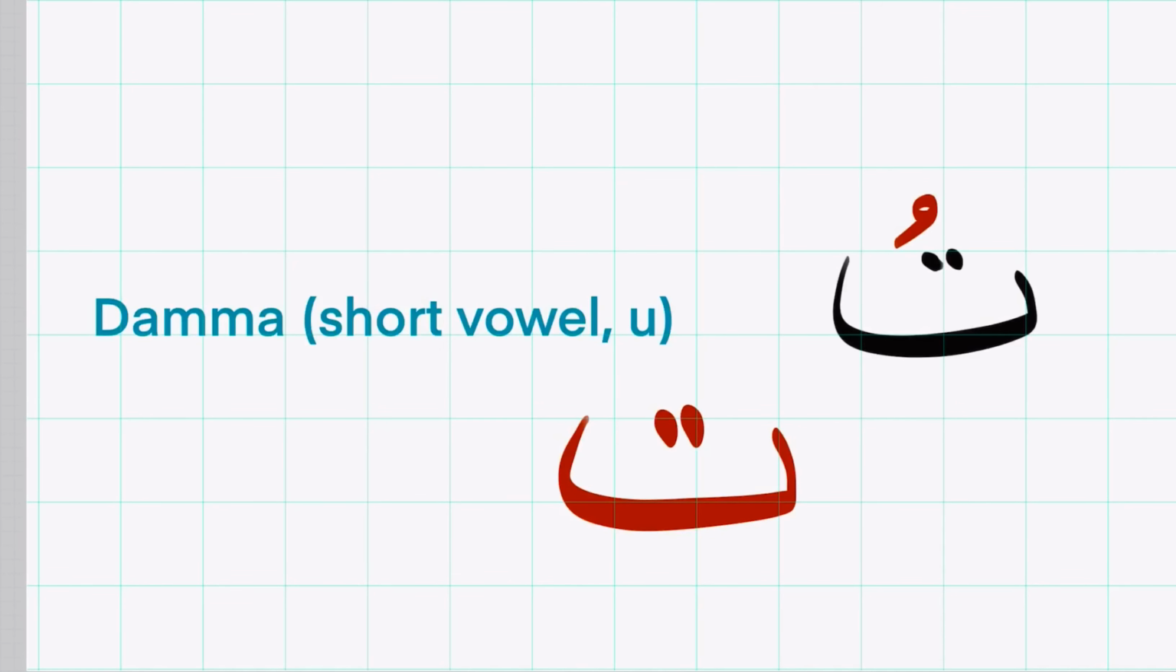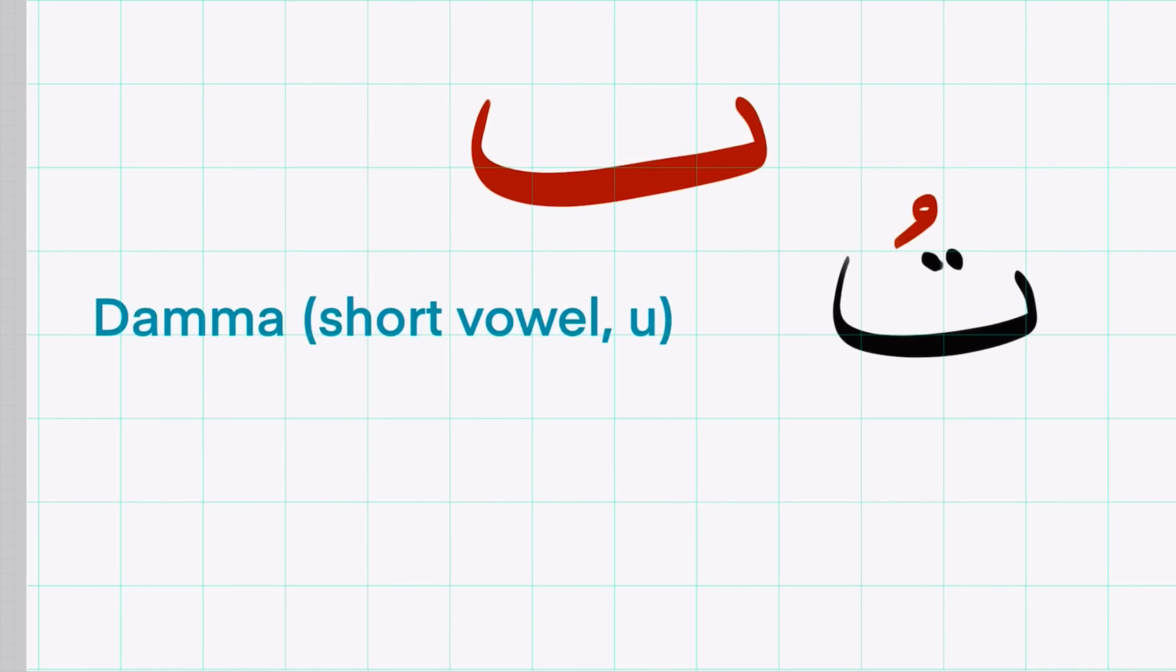This is the ta and this is the dhamma. Let's try again. Ta, dhamma on top, and the pronunciation will be tu. Again, tu. Pause the video and practice.